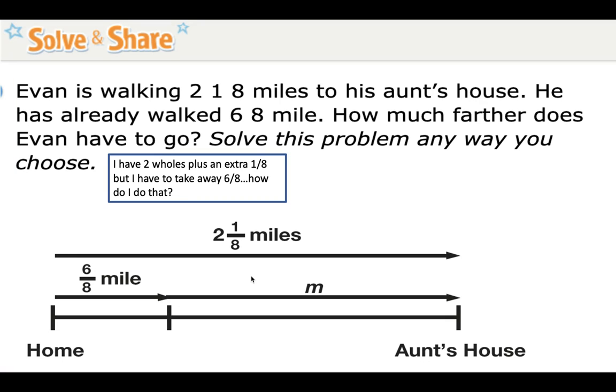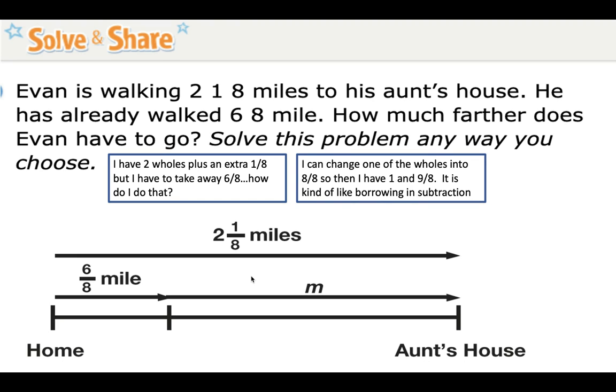Well, let's think about it. I have 2 wholes plus 1 extra 1/8. But I have to take away 6/8 because that's how far I've already gone. How do I do that, because 1/8 is smaller than 6/8? I can change one of the wholes into 8/8 because 1 whole does equal 8/8 in this case, because the fraction that I'm dealing with is divided into eighths. So now I have 1 9/8.